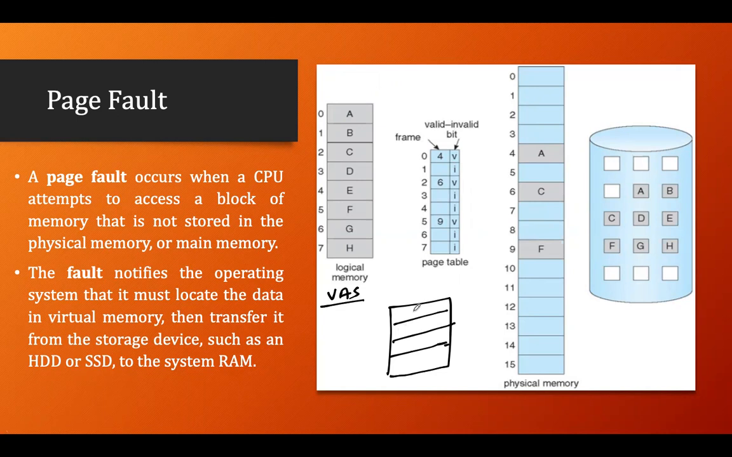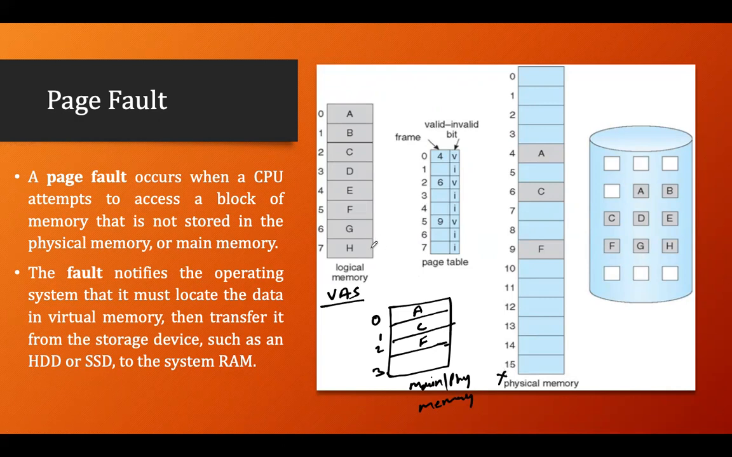So in the physical memory, A, C and F are there. In 0, 1, 2, let's assume that we have only 4 frames available in the main or physical memory. You just forget this for some period of time.